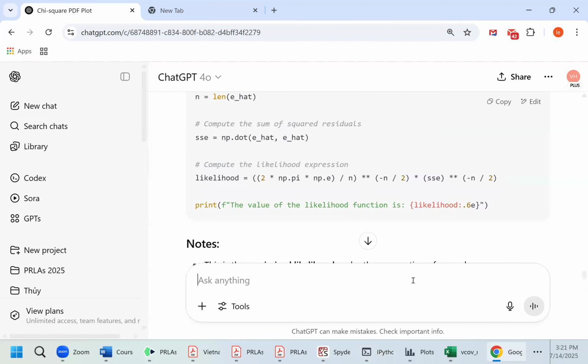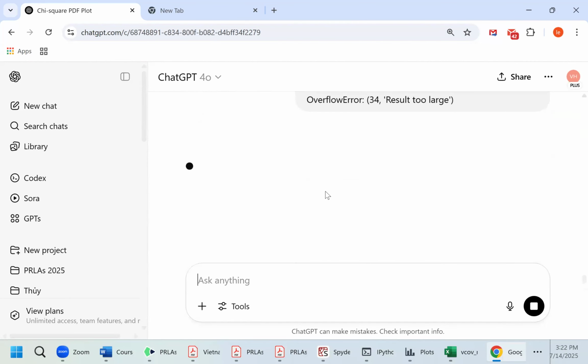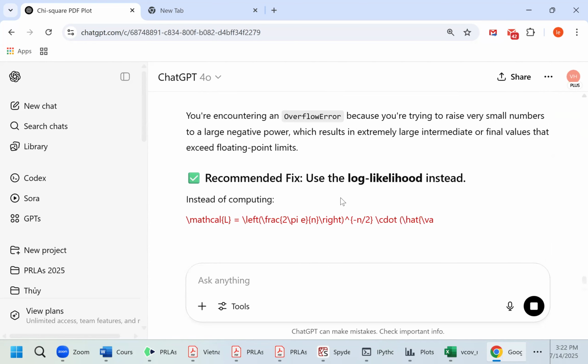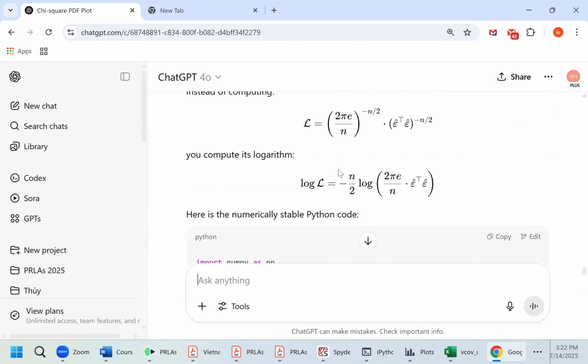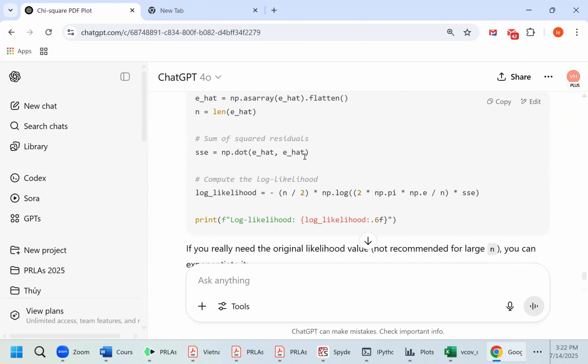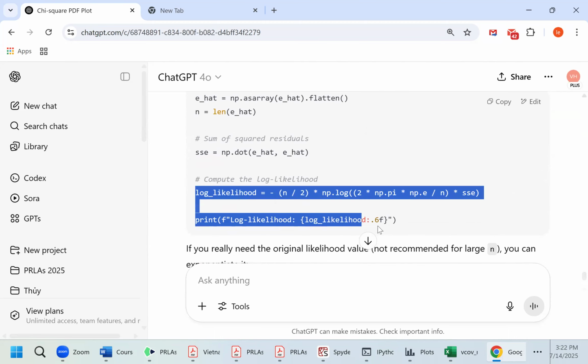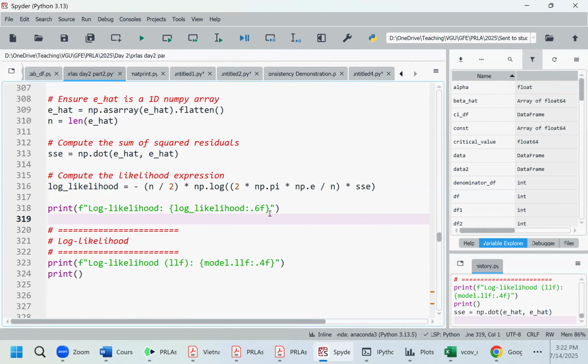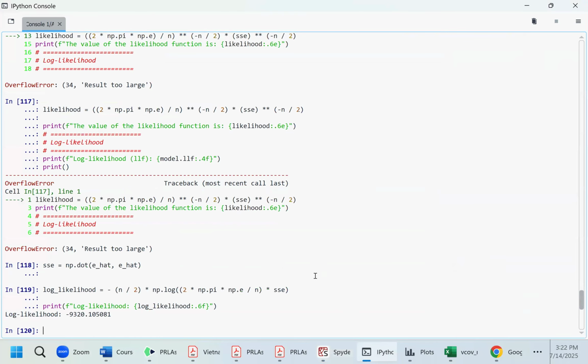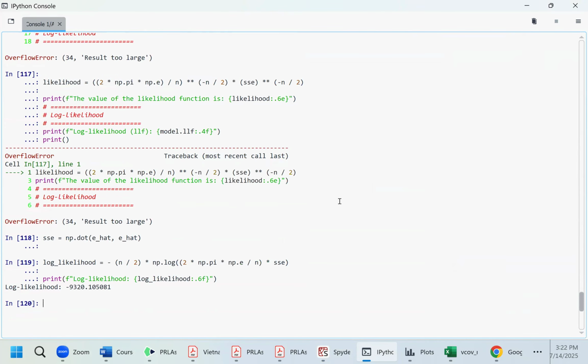Overflow error. Let's see what the problem is. The idea is that if we compute the likelihood function, it could be very large. So let's compute the log. So let's say you have the log, and I hope that it will be good. So the log likelihood is minus 9,322.